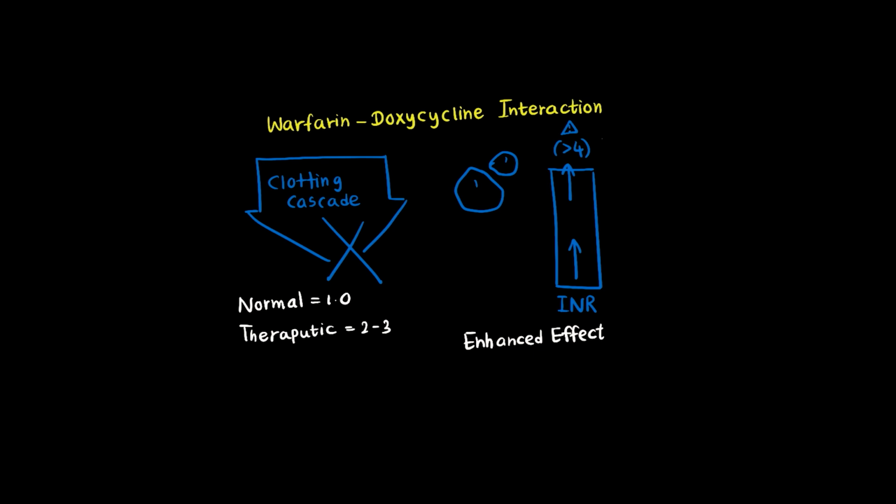This interaction can push the INR dangerously high, increasing bleeding risk. Regular INR monitoring becomes essential when these drugs are used together. The correct answer is INR level, because doxycycline potentiates warfarin's effect, requiring close monitoring of anticoagulation intensity to prevent bleeding.